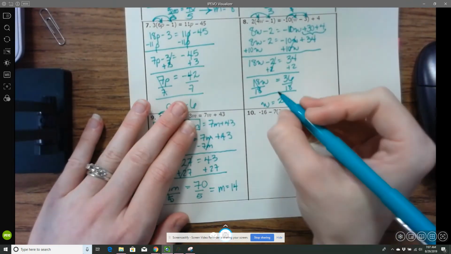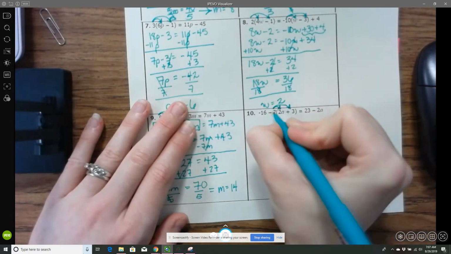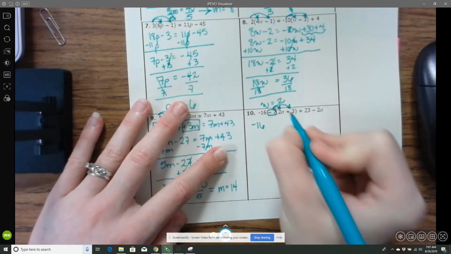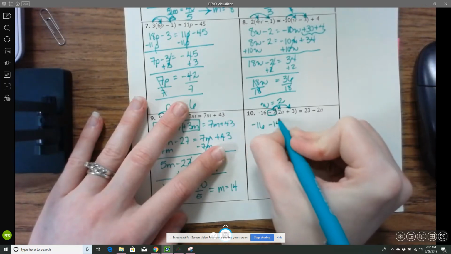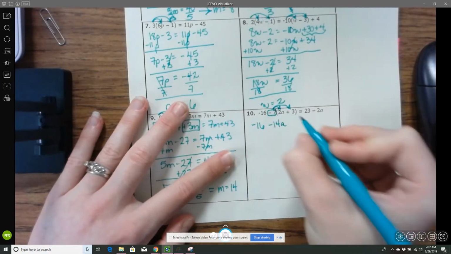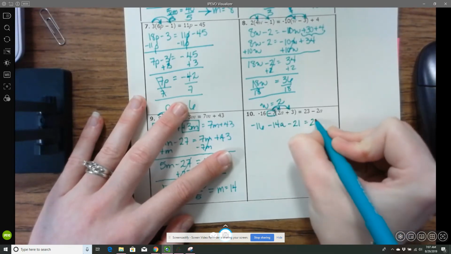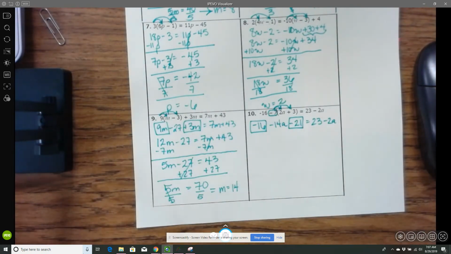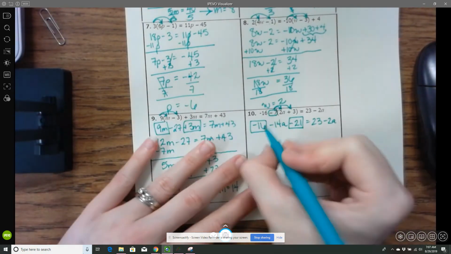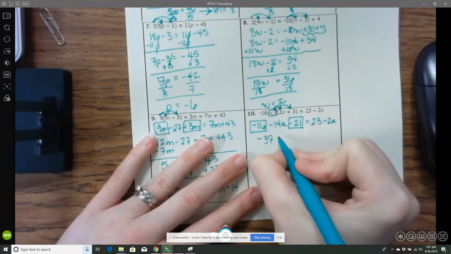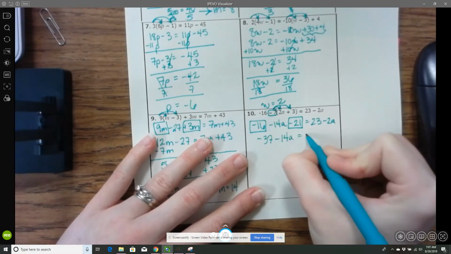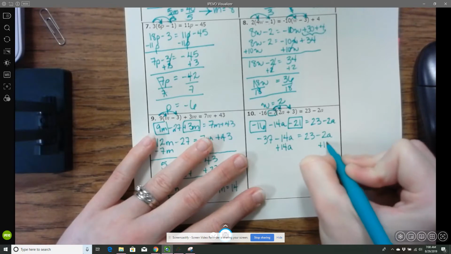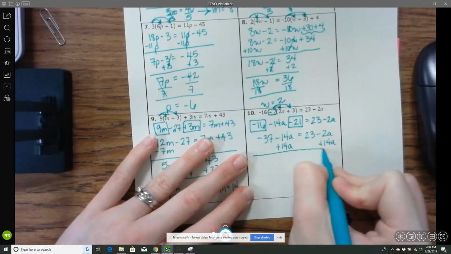All right, last one here. So distribute first. Now when you distribute with this one, notice we're going to distribute a -7 here. So -7 times 2a would give me a -14a. -7 times 3 would give me a -21. We're going to combine like terms. So -16 and a -21 gives me a -37. I'm going to move the 14a again. I always move the smallest variable and coefficient.